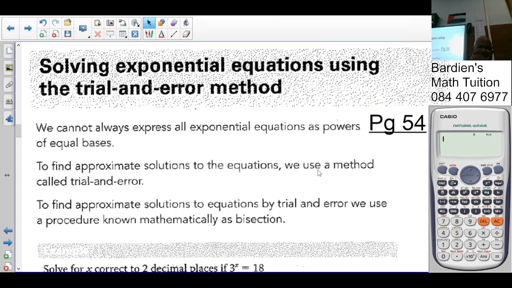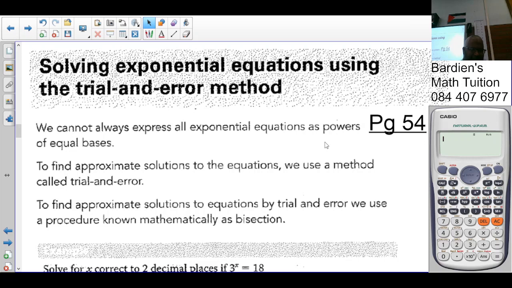Okay, page 54. We cannot always express all exponential equations as a power of equal bases. So what we've done thus far, we've dealt with equations where we could have made the bases the same so that the exponents can be equated. But here they are telling us that it's not always the case where we can equate the bases.